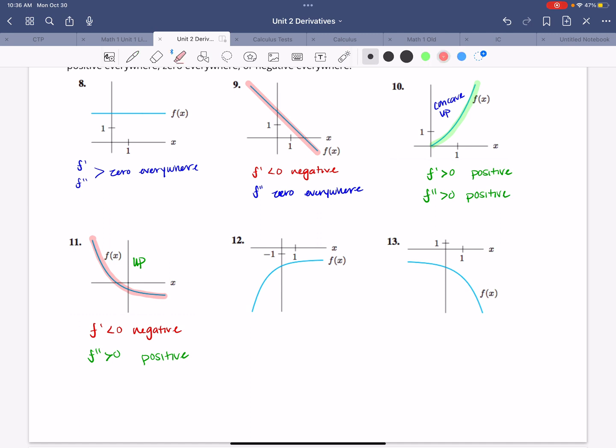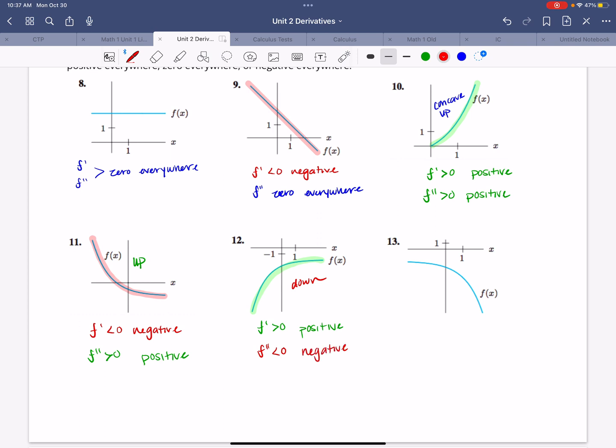Number 12, my function is increasing, which means that my first derivative is going to be greater than 0. It's going to be positive. And because you are concave down, my second derivative is going to be less than 0.